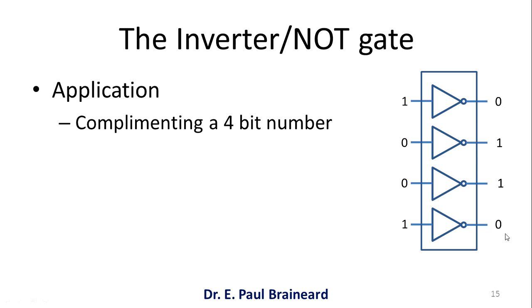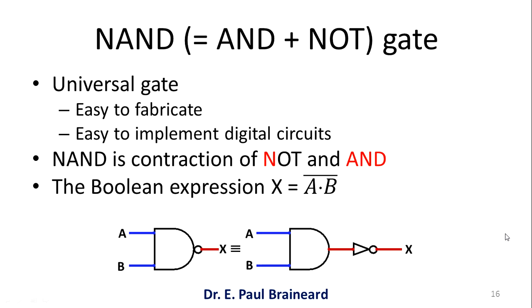Let us look at two other important gates, NAND and NOR. Both of them are called universal gates for the reason that they can be fabricated easily and you can implement any logic using these gates very easily. That is the reason why NAND and NOR gates are called universal gates. NAND is a contraction of NOT and AND. The Boolean expression is X equals AB bar.